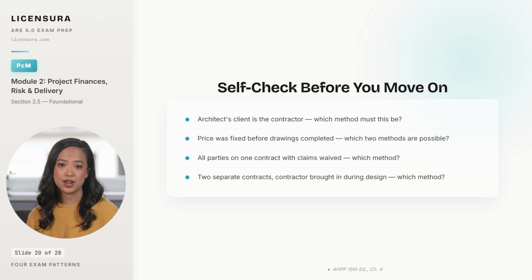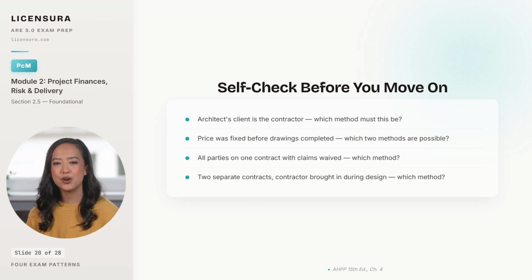In the third scenario, all parties sign one contract with claims waived, which is integrated project delivery, full stop. The multi-party agreement and the mutual waiver of claims are unique to IPD and are the structural features the exam uses to identify it. In the fourth scenario, 2 separate contracts are signed with the owner, and the contractor is brought in during design rather than after bidding, which is CMAR. DBB also has 2 separate contracts, but the contractor comes in after bidding, not during design.